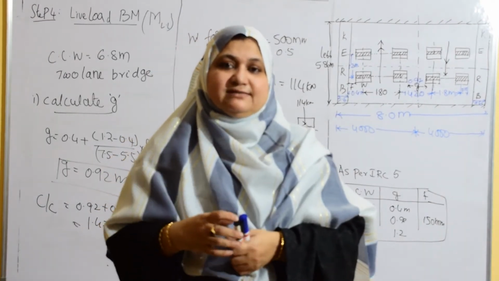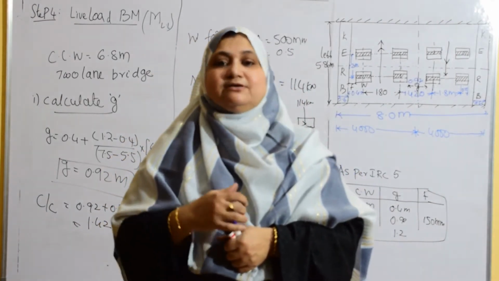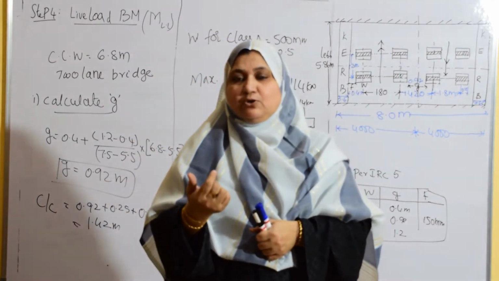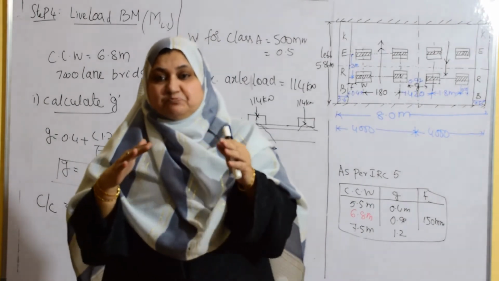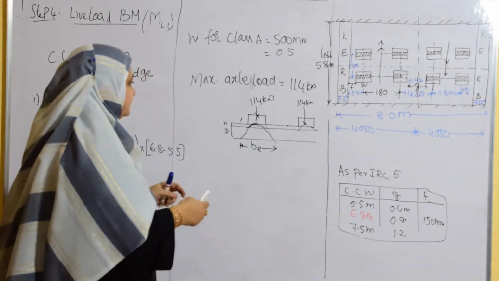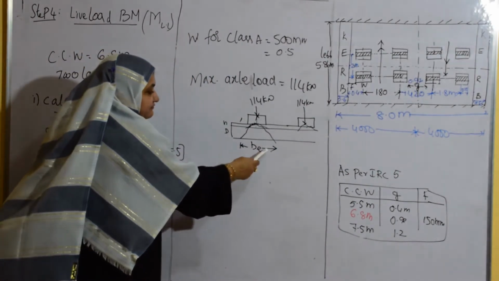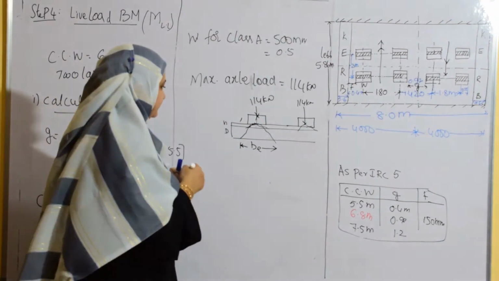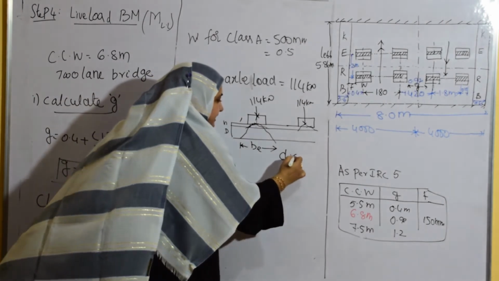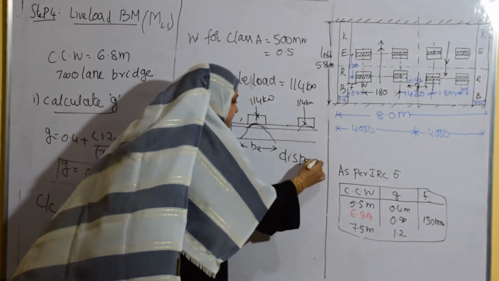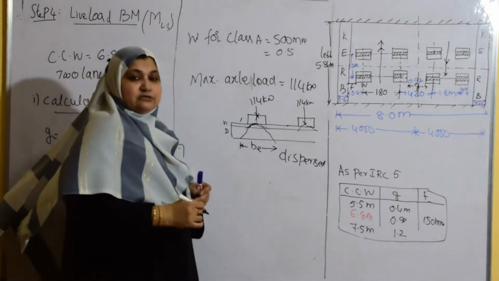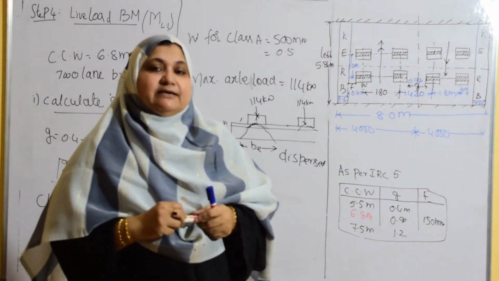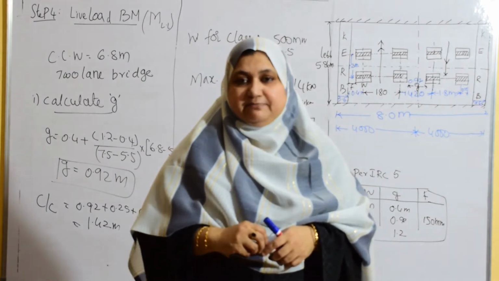Because the wheel load is not getting transferred to the road slab as a single concentrated or point load, it is getting dispersed over a width. That width over which the load is getting dispersed is called the effective width. That is why the method is called the effective width method.